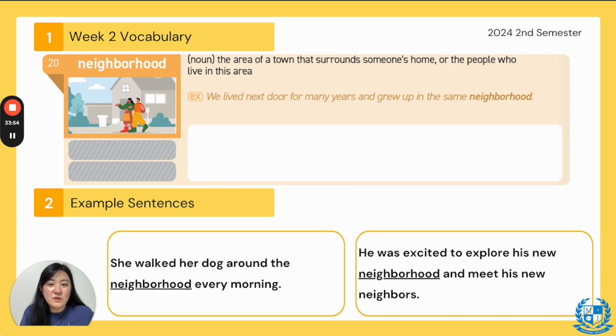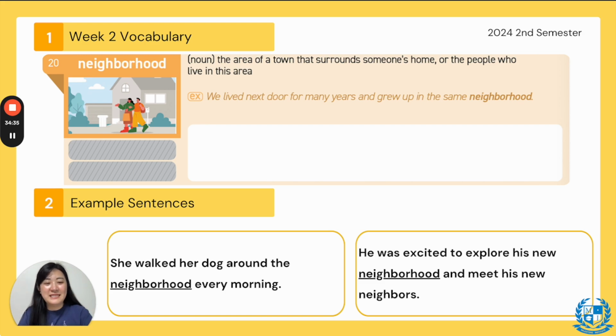Example, we lived next door. Oh, sorry, let's read it together. 1, 2, 3. We lived next door for many years and grew up in the same neighborhood. So in the same area where all the apartments are is your neighborhood. Down here, it says, she walked her dog around the neighborhood every morning. Very good. I always see so many people walking their dogs around my neighborhood too. It says, next one and last one, it says, he was excited to explore his new neighborhood and meet his new neighbors. Very good. And we're done week 2 already.